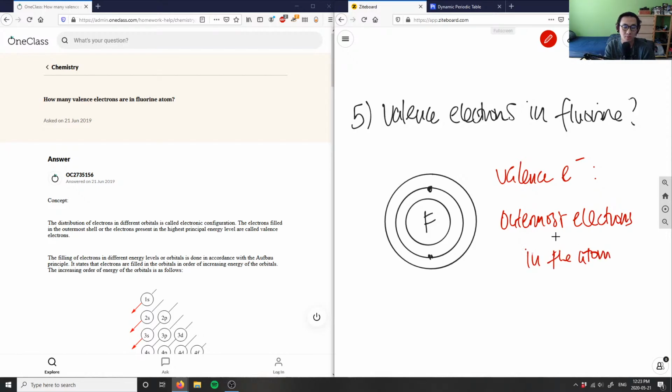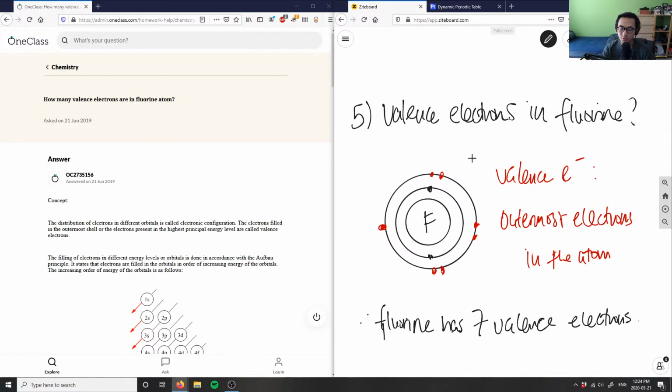When you say outermost, it's the outermost shell here. So this is 1, I have 2 here, 3, 4, 5, 6, and 7. And this here is the Bohr-Rutherford diagram of my valence electrons, and all I have to do is count the electrons in the last shell, and you can see 1, 2, 3, 4, 5, 6, and 7. So therefore, you can say that fluorine has 7 valence electrons. And this here will be a correct solution for this answer.